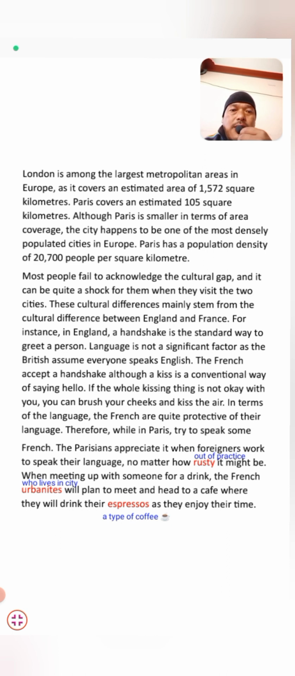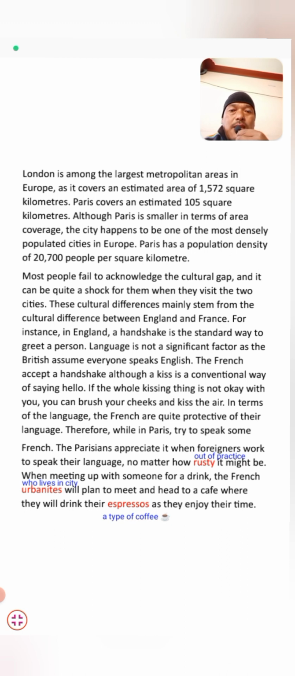On the other hand, the French accept the handshake, although a kiss is the conventional way of saying hello. If the whole kissing thing is not okay with you, you can brush your cheeks and kiss the air.